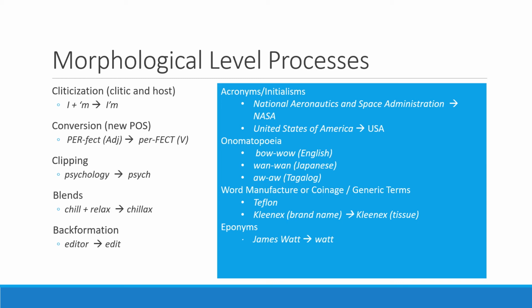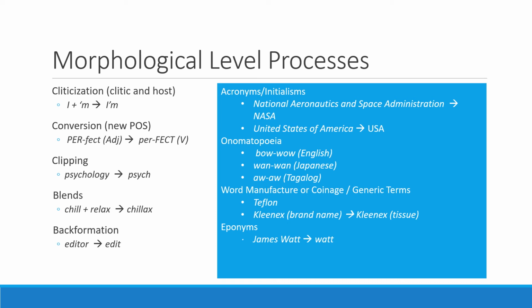The next one is onomatopoeia, which is when words are made to match the sound of something. So these are the sounds of dogs in English, Japanese, and Tagalog. Dogs don't actually bark differently in English, Japanese, and Tagalog, but when people are talking about them, they say them differently. So in each of the languages, they show up a little bit different, but they have some elements that are similar. The next one is word manufacturing or coinage, and then generic terms.